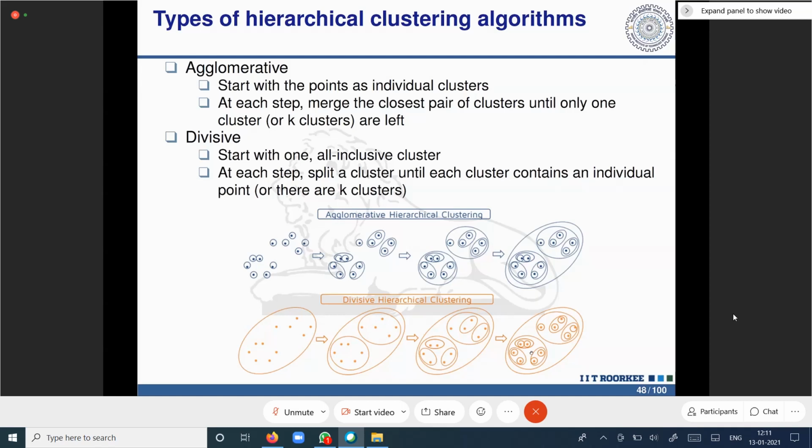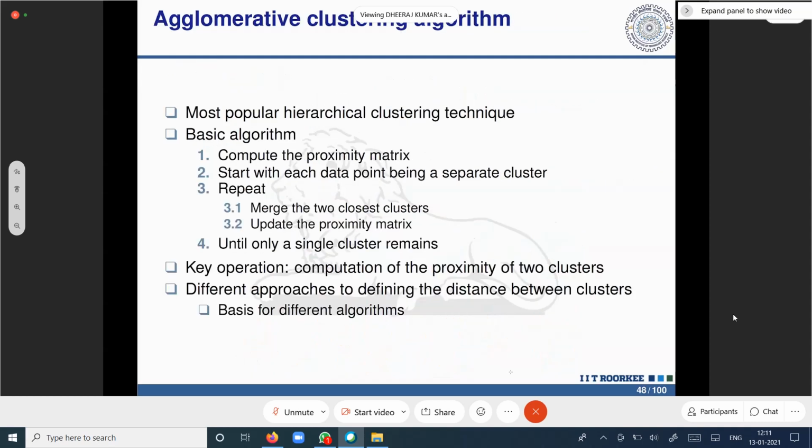So it considers all the points as a single cluster and then tries to break them up. For example, at the first stage, consider all of them as a single cluster and then divide them into two, then divide them further till we get single point clusters. All right, so let's see what the algorithms are. The agglomerative clustering algorithm is the most popular hierarchical clustering technique.